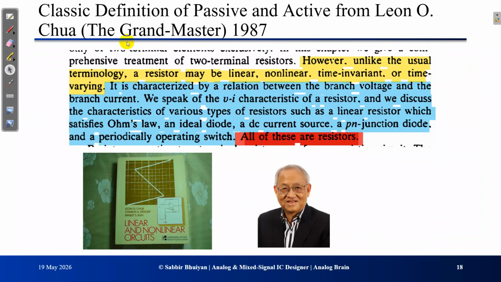Okay. So now the classic definition of passive and active from Leon Chua. Now here's one thing. Here the writer says resistor, a diode, a DC source, current source, PN junction diode, and all of these are resistors. So the writer makes a statement here, and when we are talking about two-port, we are talking about one-port and resistors. It doesn't mean we are only talking about resistors. We are talking about also sources. We are talking about also two-port systems. Okay, let's see.